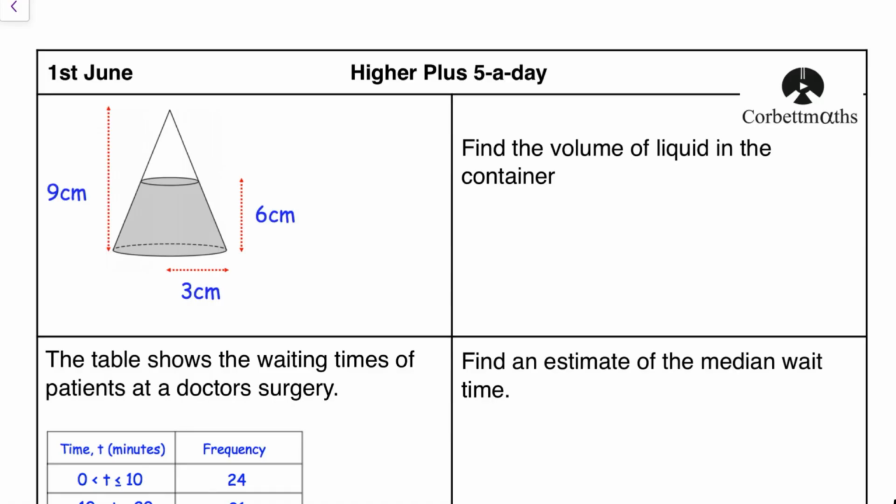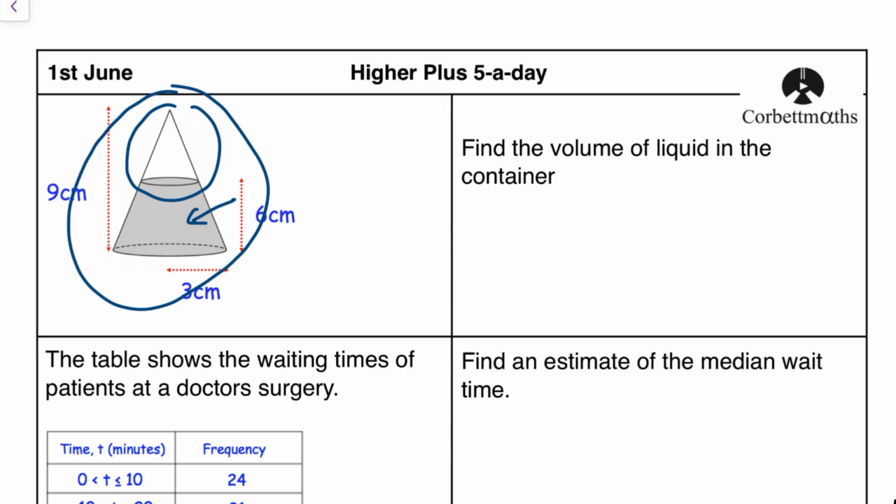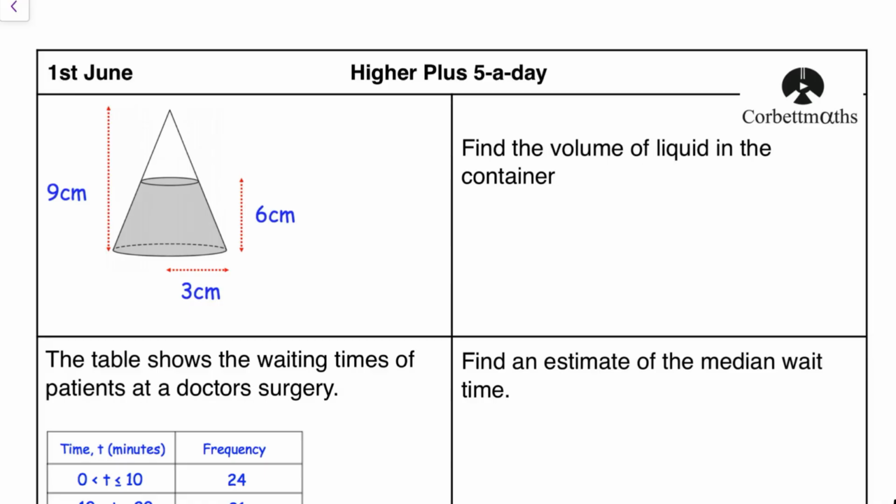Now, I think we've seen this question before, so I'm going to lay it out in the usual way, which is what I'm effectively doing here is I'm going to work out the volume of the whole cone and then take away the volume of the little cone, and that's going to leave behind the water. It says liquid, but whatever that liquid might be.